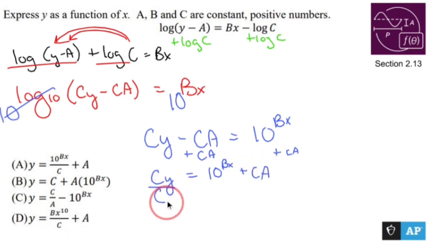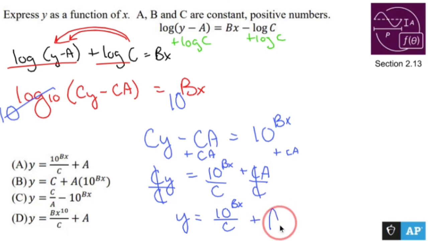Divide everything by c, because it looks like they want to keep these separated, just like that one song from the 90s. I think that was Offspring. I have 10 to the bx over c plus a, and that gives me y.